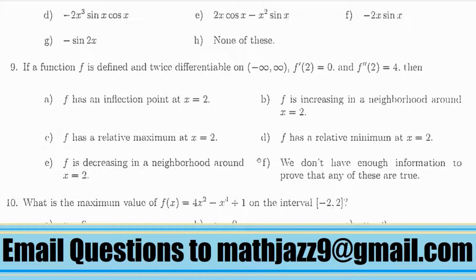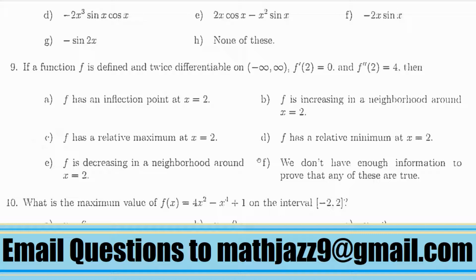So what that means is that the first derivative must be less than 0 on the left of 2, and it must be greater than 0 on the right of 2. So it's increasing on the right side of 2, but not on the left side of 2. So we are not increasing in a neighborhood around 2. Okay. What about f has a relative maximum at x equals 2?